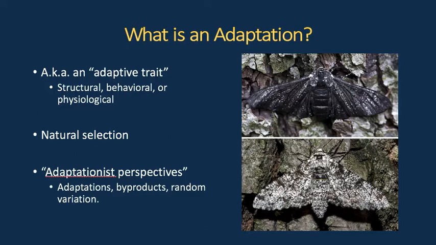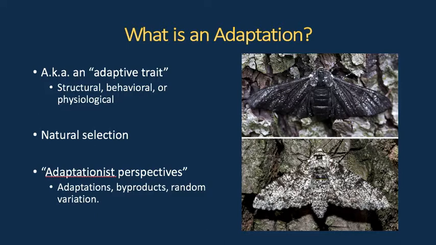Okay, so let's talk a little bit about adaptationist perspectives. This is what the whole Gould and Lewontin article is about. So what exactly is an adaptationist perspective? An adaptationist perspective is the view that many physical and psychological traits of an organism are evolved adaptations.